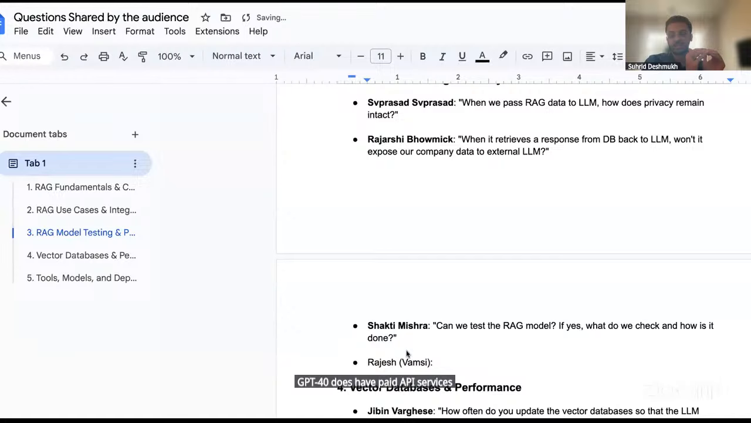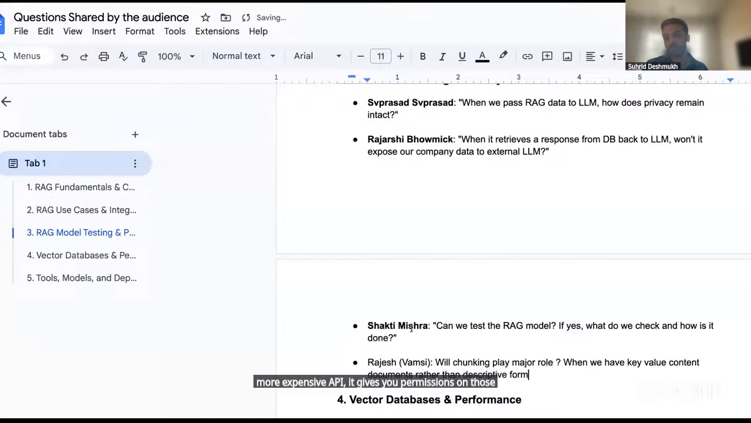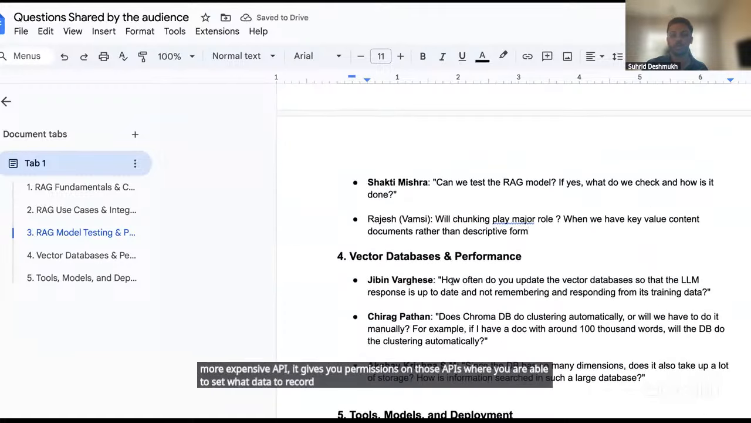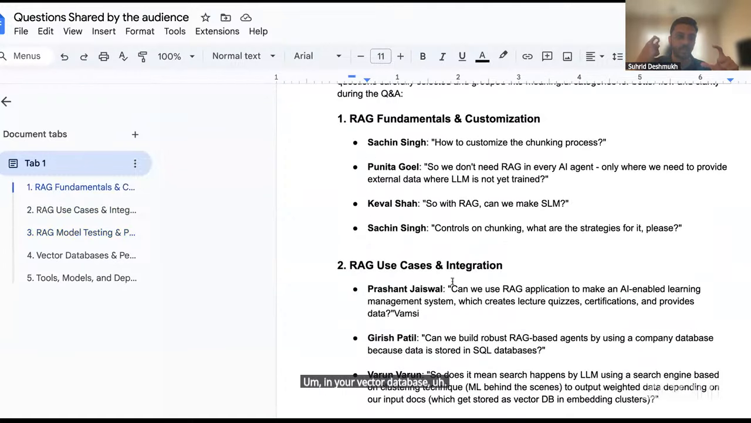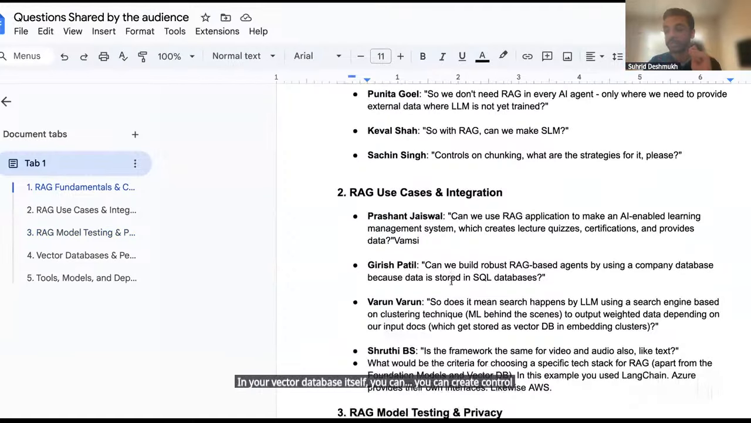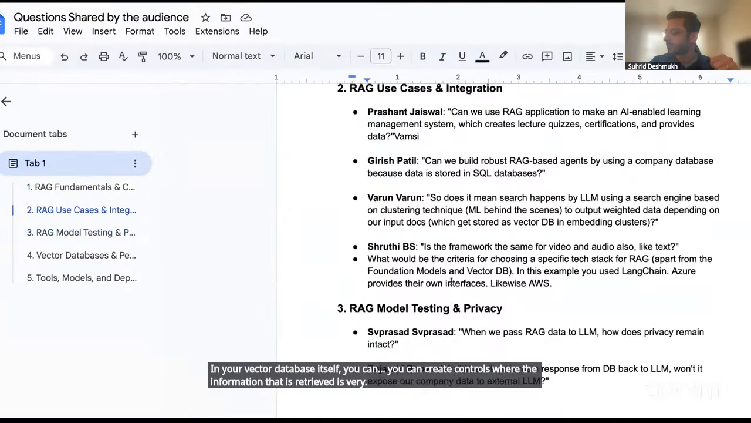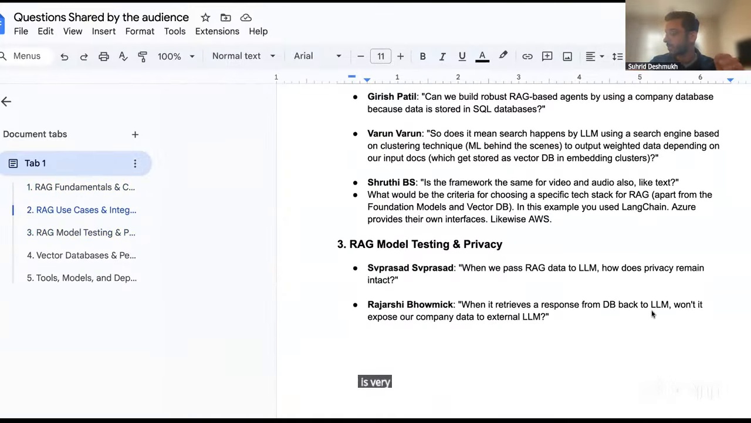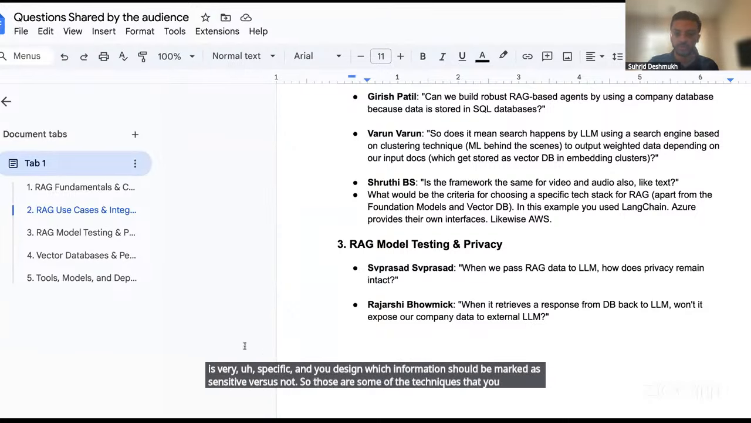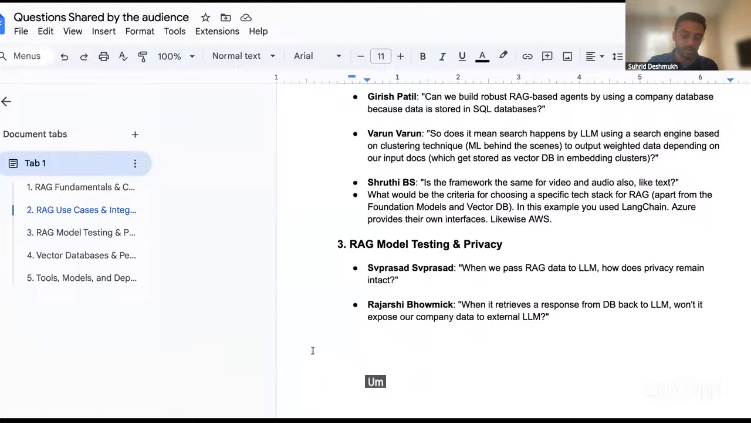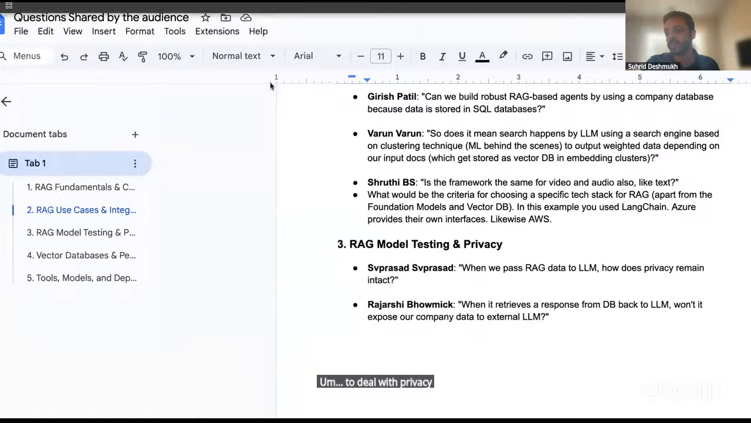For example, if you get their more expensive API, it gives you permissions on those APIs where you are able to set what data to record, what data to not record. In your vector database that your RAG is querying from, you can create controls where the information that is retrieved is very specific, and you design which information should be marked as sensitive versus not. So those are some of the techniques that you can use to deal with privacy and ensure that privacy is respected.